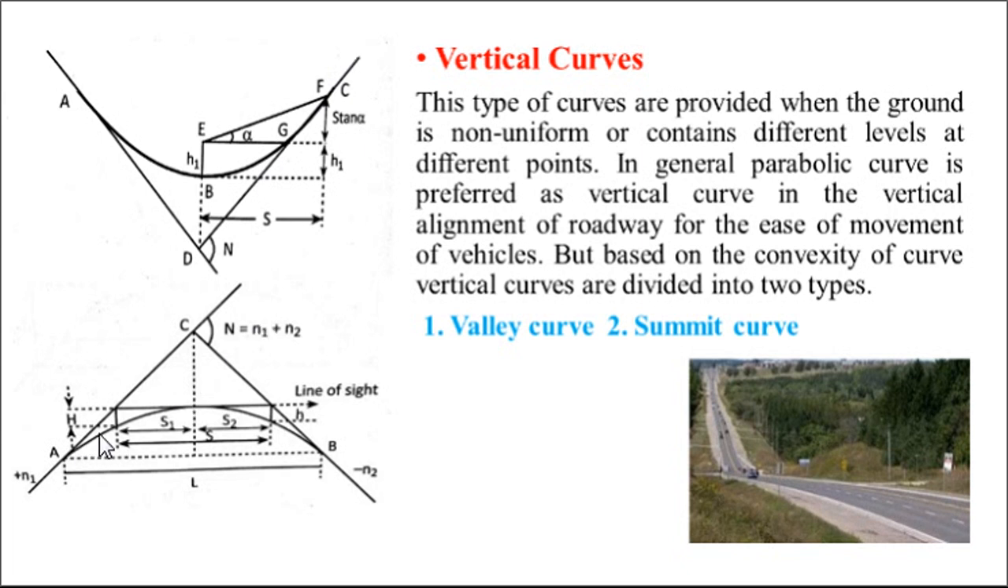And then the second curve is called the summit curve. So from point A up to point B is called the summit curve, where a hill is there, and to cross that hill we have to provide this summit curve. So this is the road, this is the road, and in between there is a hill. So the curve is provided like this, called a summit curve.